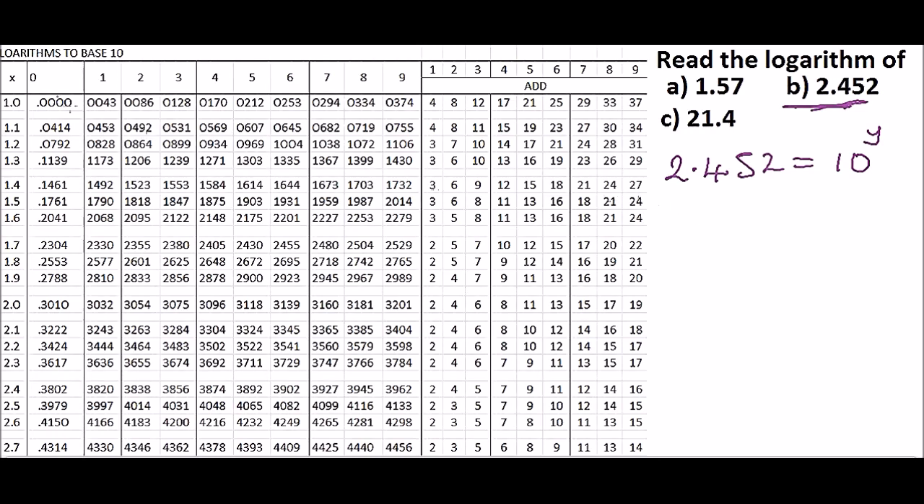Now we go to our first column. We read downwards up to where we have 2.4. Then we move across the horizontal up to the number that corresponds with 5, which is this one. So this means that 2.45 is equal to 10 to the power 0.3892.